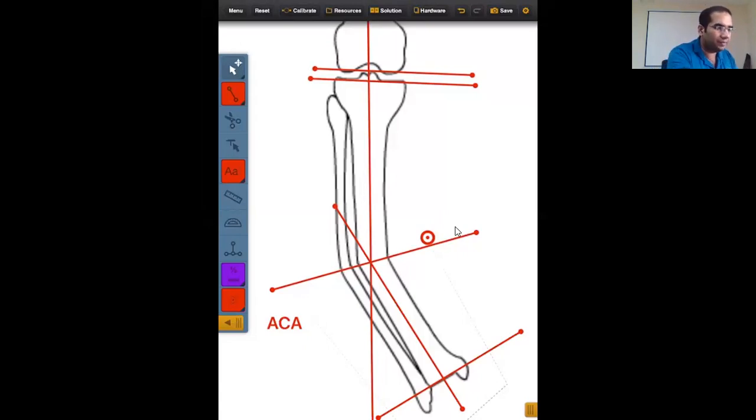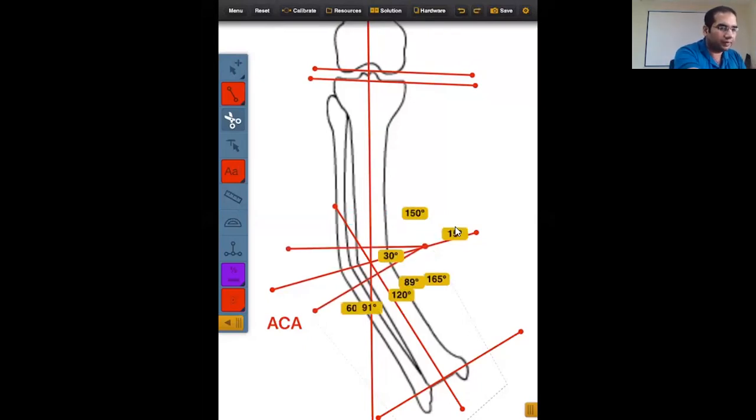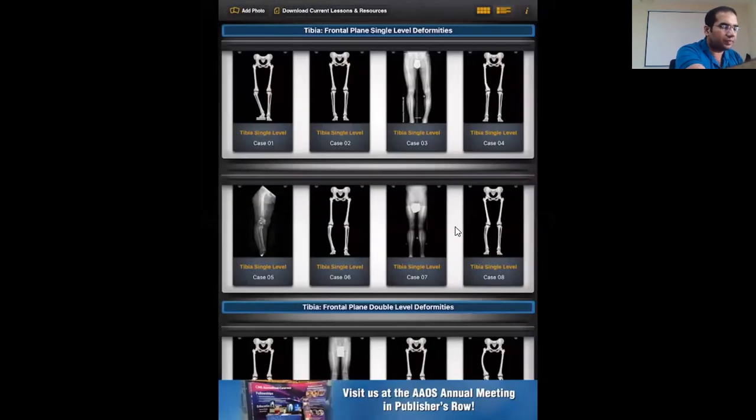And what will happen when you do this? Now let's suppose I plan my osteotomy. I do an osteotomy over here. Okay. Now I have, I think I have to reopen this. Sorry.